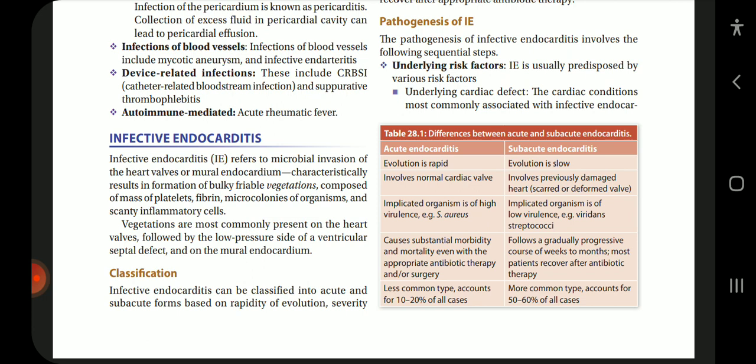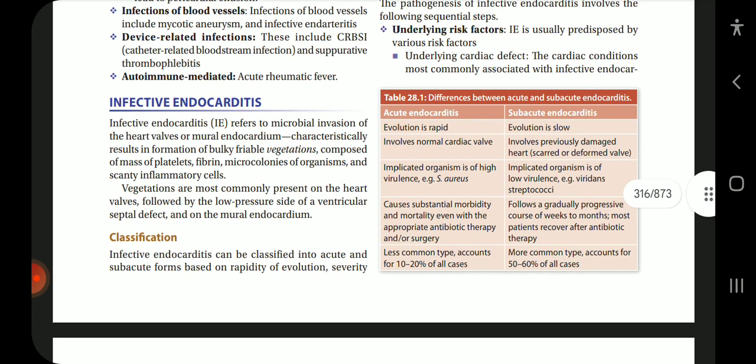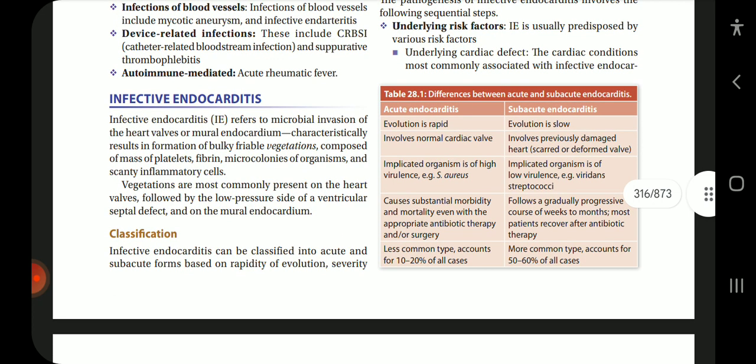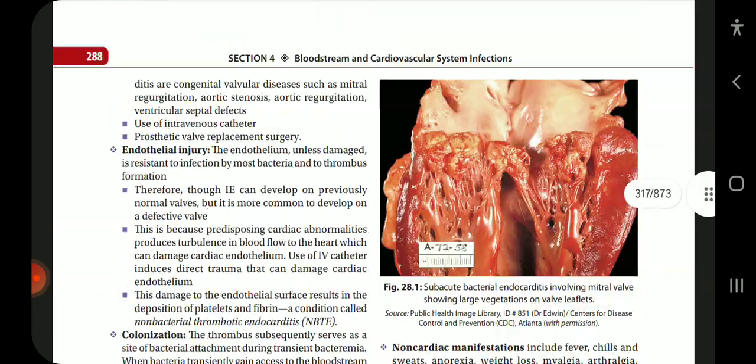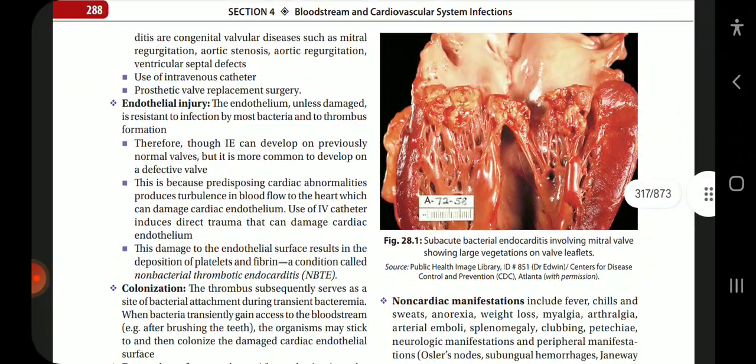So coming back to pathogenesis, first are the underlying risk factors. Infective endocarditis is usually predisposed by various risk factors like underlying cardiac defect. The cardiac conditions most commonly associated with infective endocarditis are congenital valvular diseases such as mitral valve regurgitation, aortic stenosis, or aortic regurgitation, or ventricular septal defect, or it can be due to use of an intravenous catheter or a prosthetic valve replacement surgery.